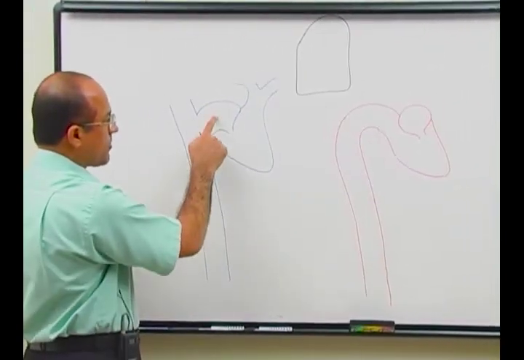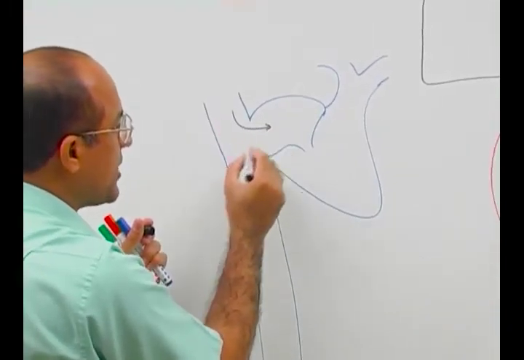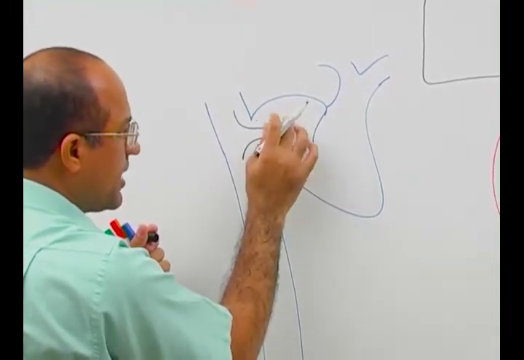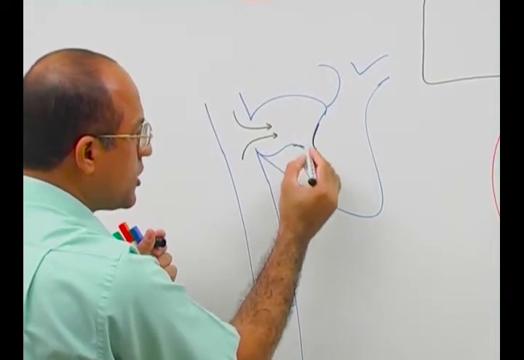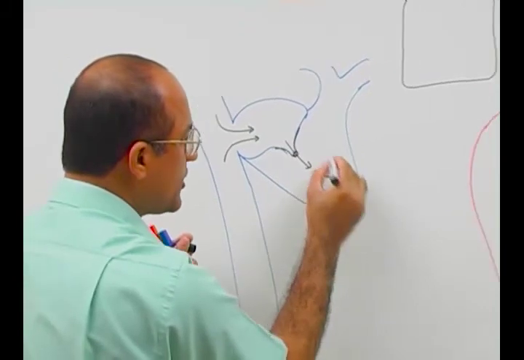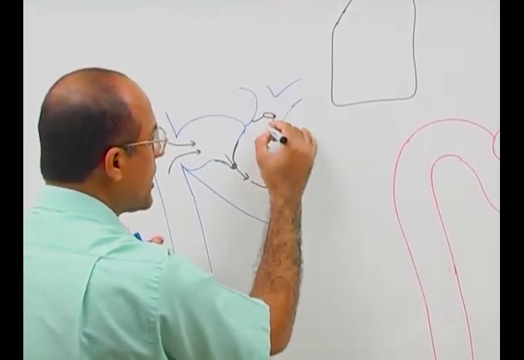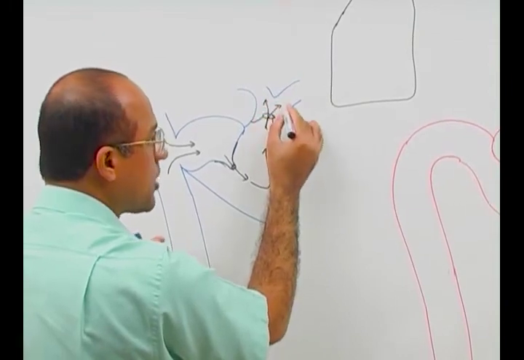Look, all the blood from the body is collected from the superior vena cava and inferior vena cava to the right atrium, then through which valve? Going through the tricuspid valve, coming to the right ventricle. From here it is passing through another valve. What is this valve? Pulmonary valve. Going to which artery? Pulmonary artery.